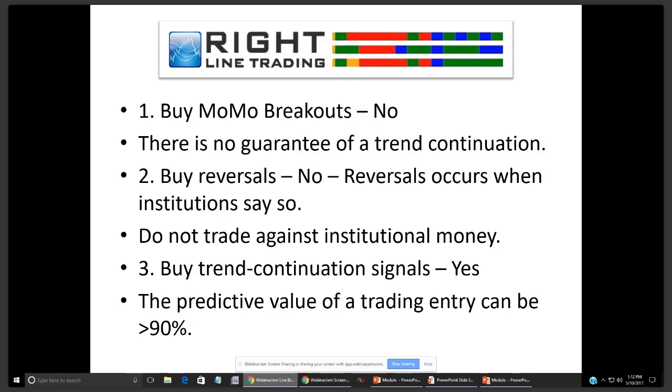So what we want to do is learn how to buy really high probability trend continuation signals. And when we do, the predictive value of a trading entry can really be over 90%. You just have to be patient. And if I had just taken the trend trades today, we would have had a fabulous day. Now, there are certain counter trend trades I'm going to teach you that do have a high predictive value of winning. But I was a little too wild today, and it cost us. But we really got back to our bread and butter.